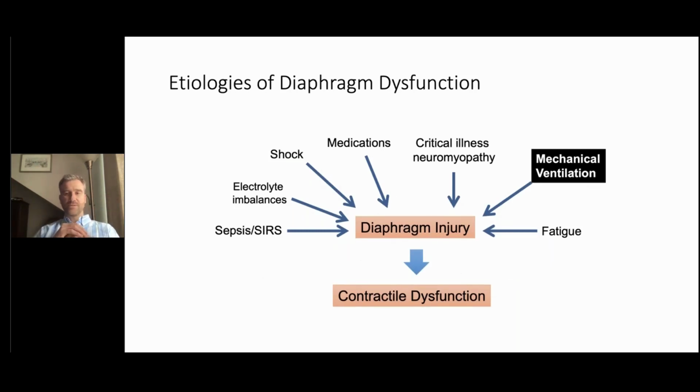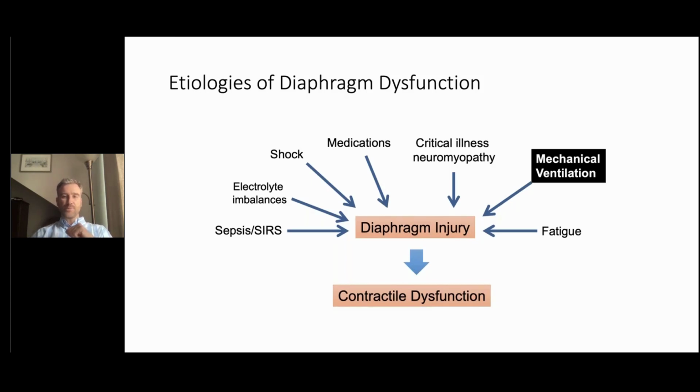Why is diaphragm weakness so common in these patients? And in truth, there's a whole range of factors that give rise to acute muscle dysfunction and acute diaphragm dysfunction in particular. So sepsis and the metabolic and mitochondrial dysfunction that accompany systemic inflammation clearly contribute to diaphragm injury and dysfunction. Shock states, reduced organ perfusion, certain medications such as steroids and aminoglycosides can cause acute muscle weakness. And then, of course, the well-described phenomenon of critical illness neuromyopathy, which affects not only the peripheral limb muscles, but also the respiratory muscles and the diaphragm.